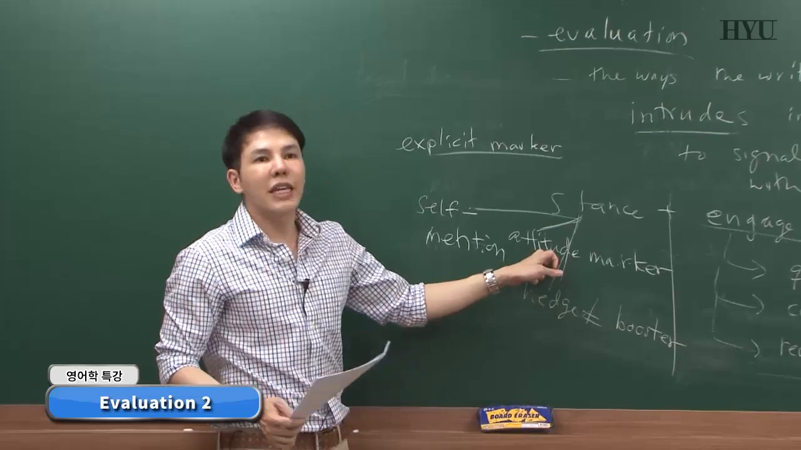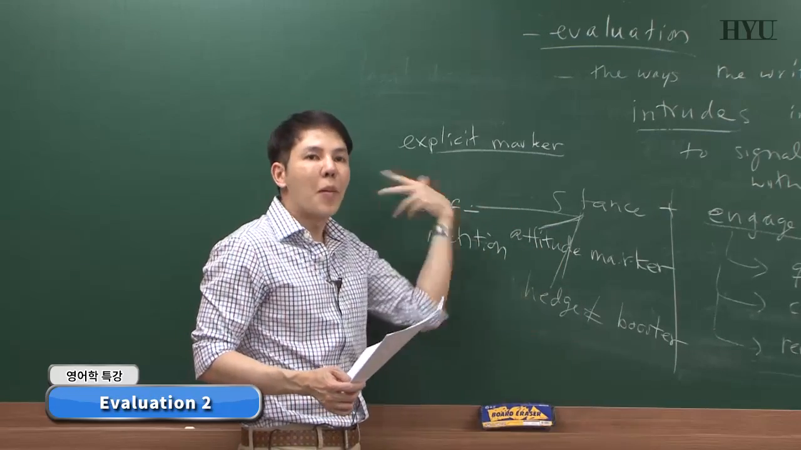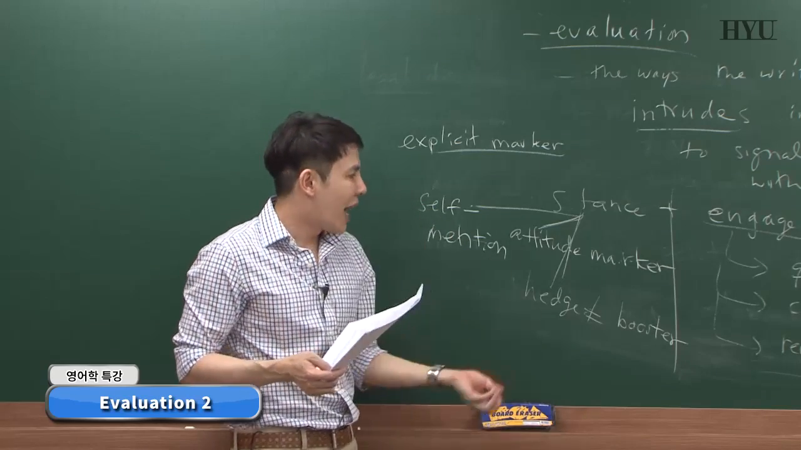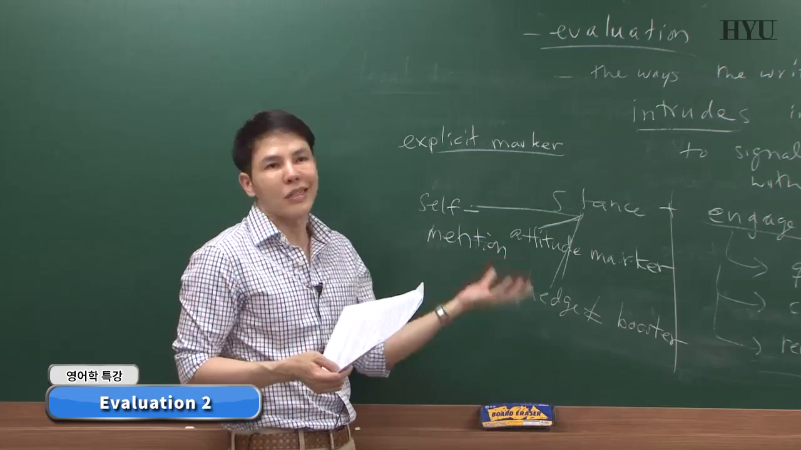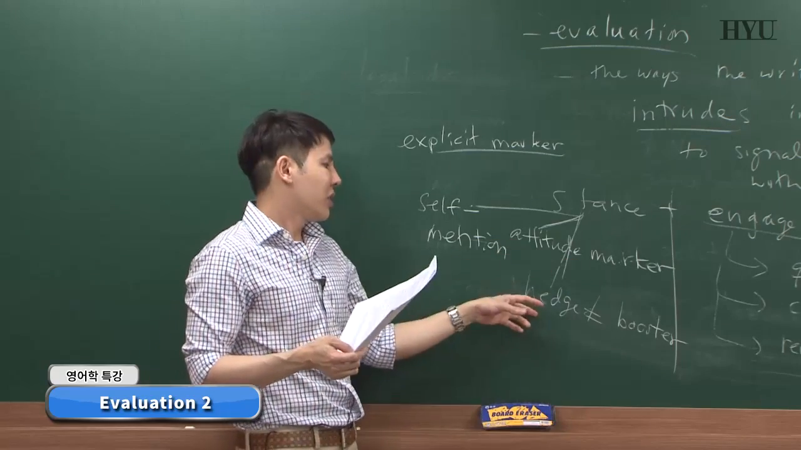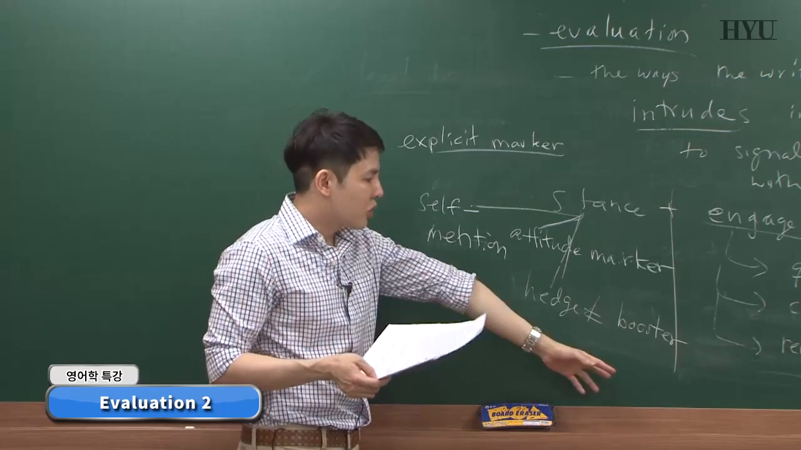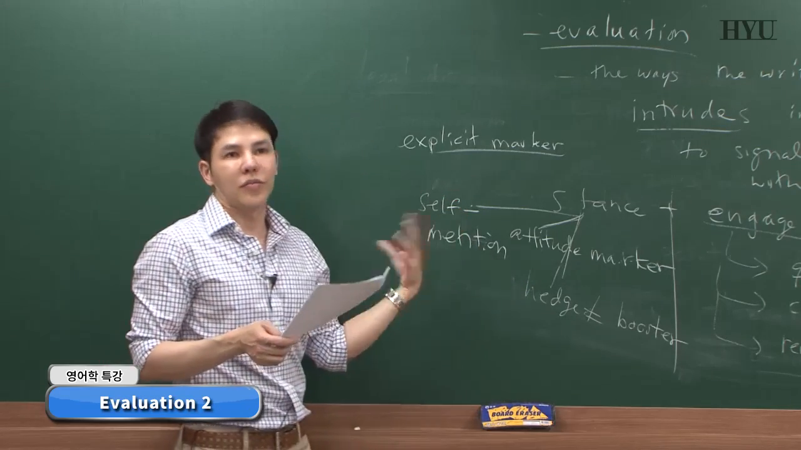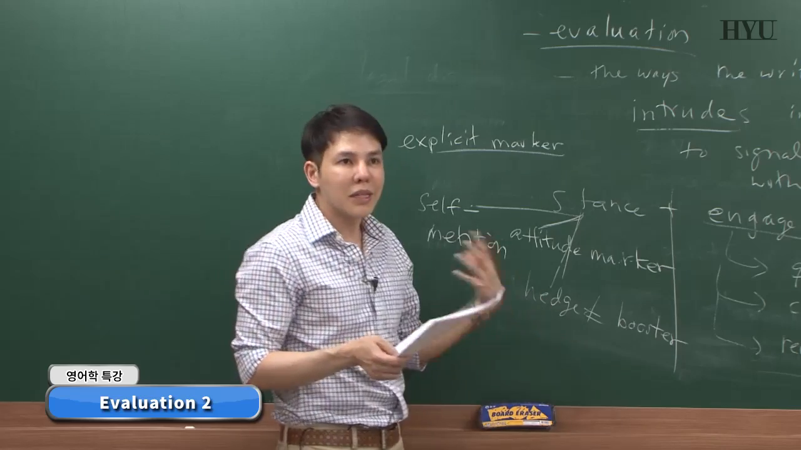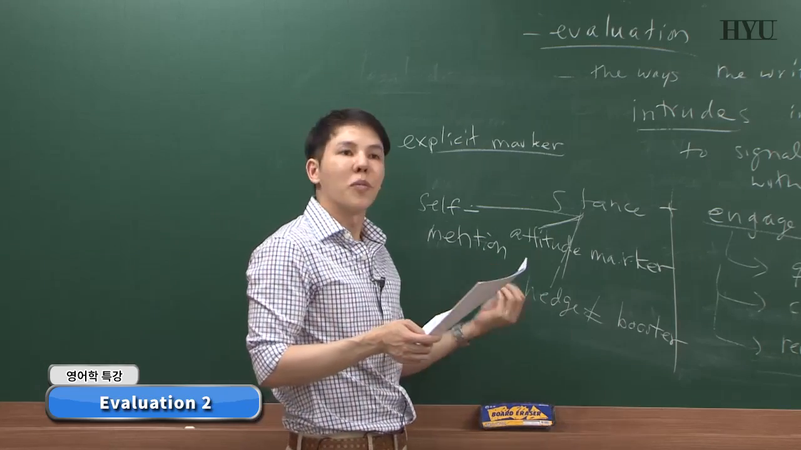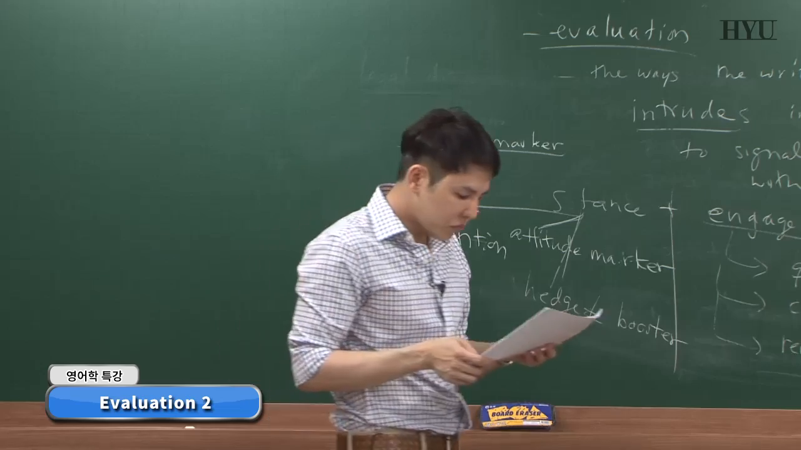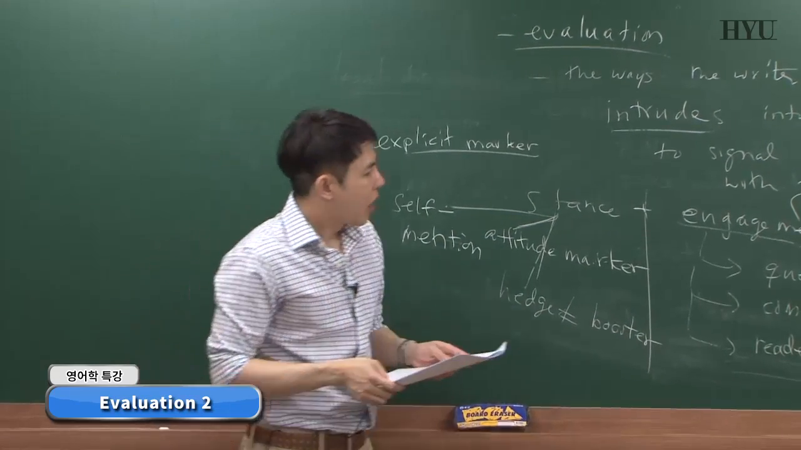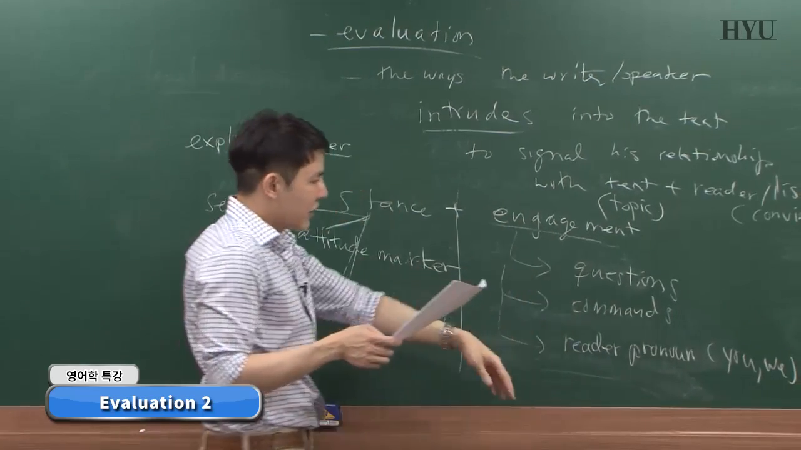So attitude markers, things that you think are good, bad, complete, not complete, desirable, not desirable, reliable, unreliable, like that. Good quality, bad quality, like that, right? Hedge, not 100% sure. Booster, to boost your commitment, right? And then self-mention, this one is obvious. My position is something that indicates this is your position, like that. And engagement, question, commands, reader pronouns.